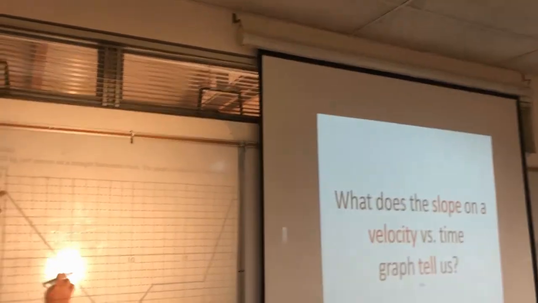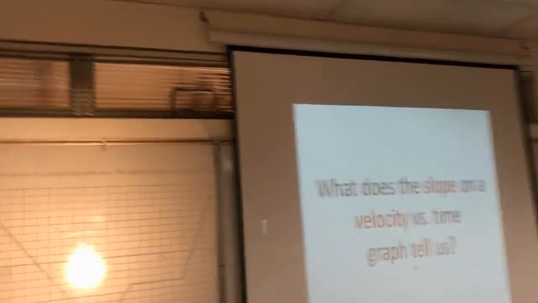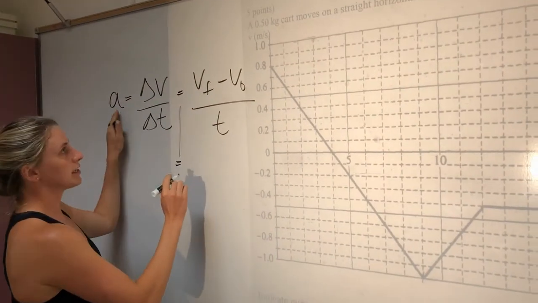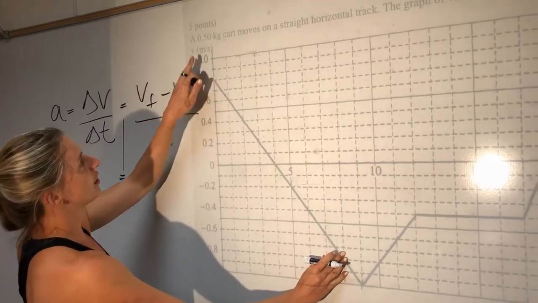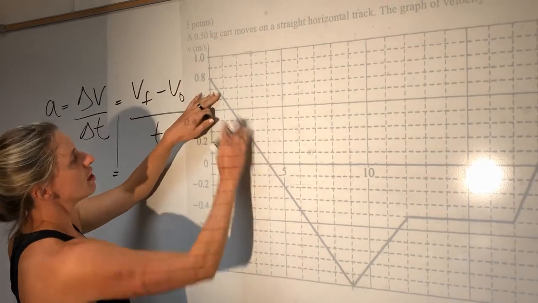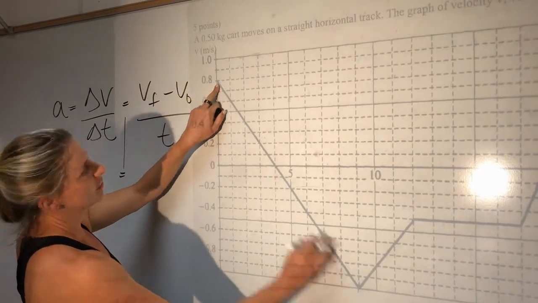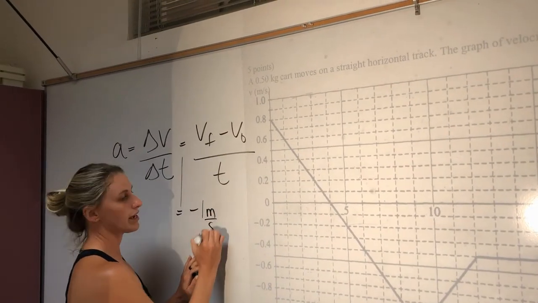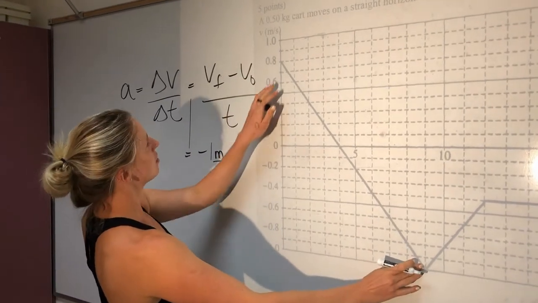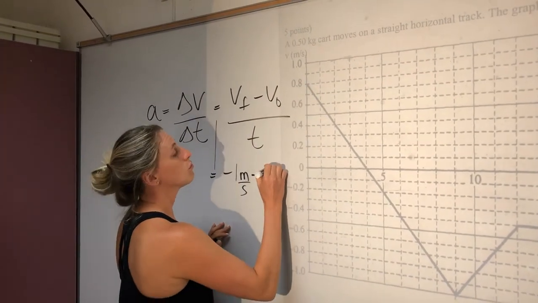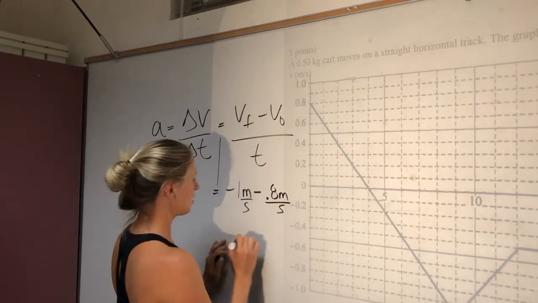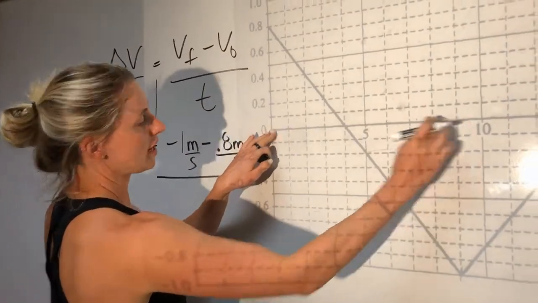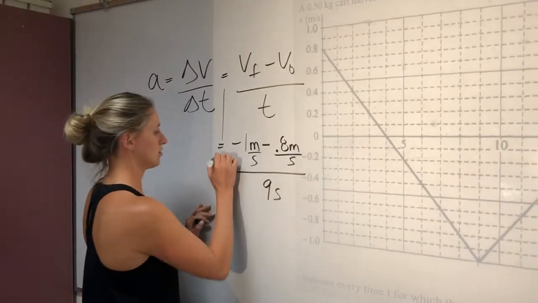Let's take a look at this first segment here, from 0 seconds to 9 seconds. If I was going to calculate the acceleration, because again, the slope on a velocity versus time graph is the acceleration, I could look at my velocity final, which is going to be -1 meters per second, subtracted from my initial, which is going to be 0.8 meters per second. And then I divide that by the time, and I know I'm going from 0 to 9 seconds, so it's going to be 9 seconds.